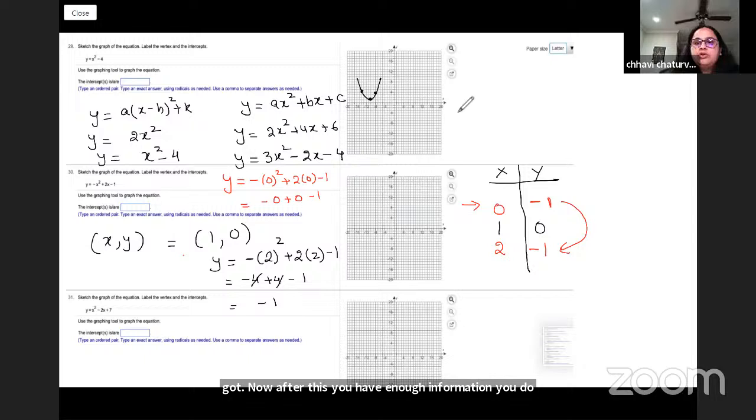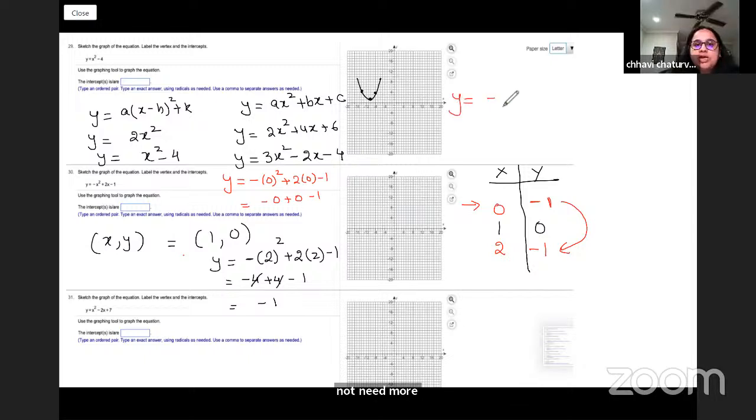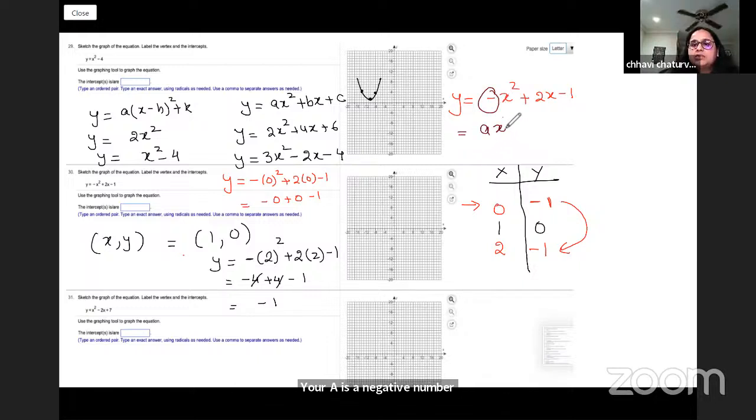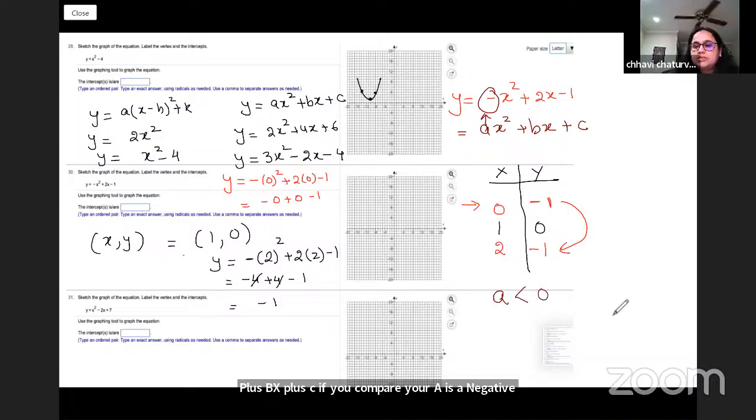The only thing you need to be careful about is what your a is. Your a is a negative number here. Now, what's a? A is the coefficient of x squared, in ax squared plus bx plus c. If you compare, your a is a negative number. So if a is a negative number, which means a is less than 0, your graph opens downward.